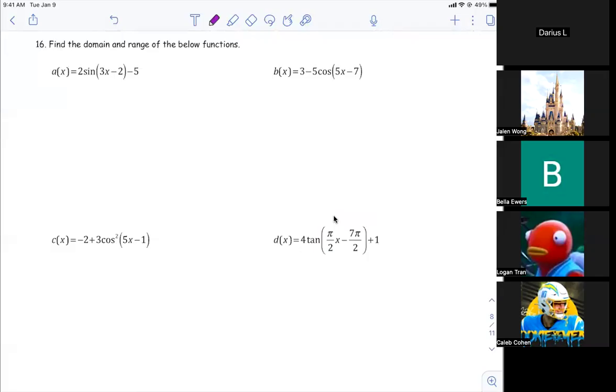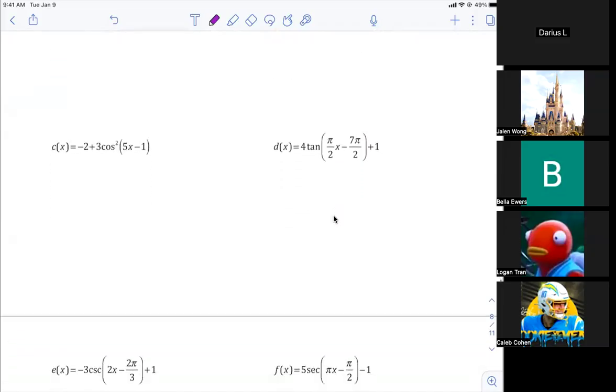So it involves, of course, knowing the domain and range of all the regular trig functions, but also the inverse trig functions. So just make sure you're eyeballing: am I working with a regular trig function or am I working with an inverse trig function? Because that'll be important to think about.